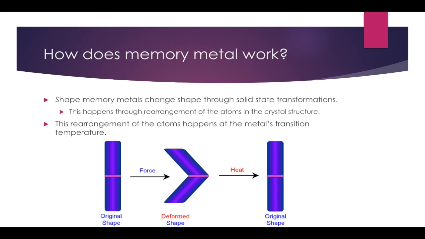Now the question is, how does memory metal work? Shape memory metals change shape through solid-state transformations. This happens through rearrangement of the atoms in the crystal structure. This rearrangement of the atoms happens at the metal's transition temperature. A transition temperature is the temperature at which the crystal structure changes and can sometimes physically be seen.